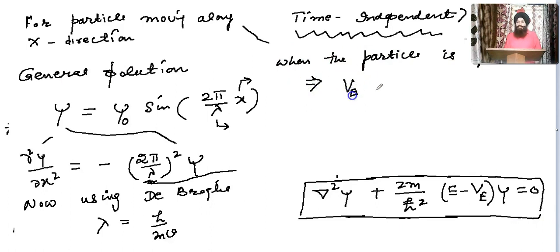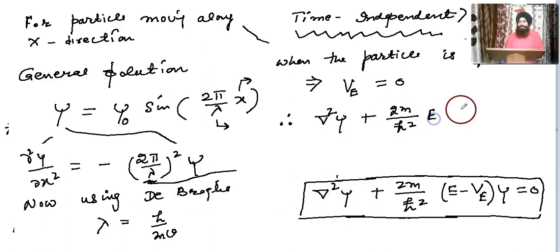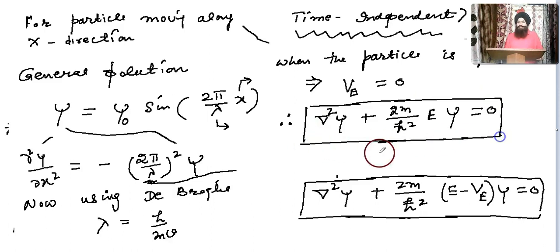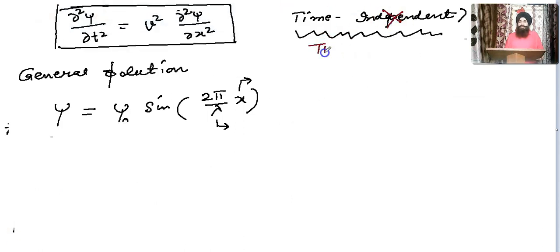Now if the particle is a free particle, meaning it is not bounded, not in a bound state, that means no potential energy. So potential energy is zero. That becomes del squared ψ plus 2m over ħ² E ψ equals 0. This is the equation for a free particle which is not in a bound state.